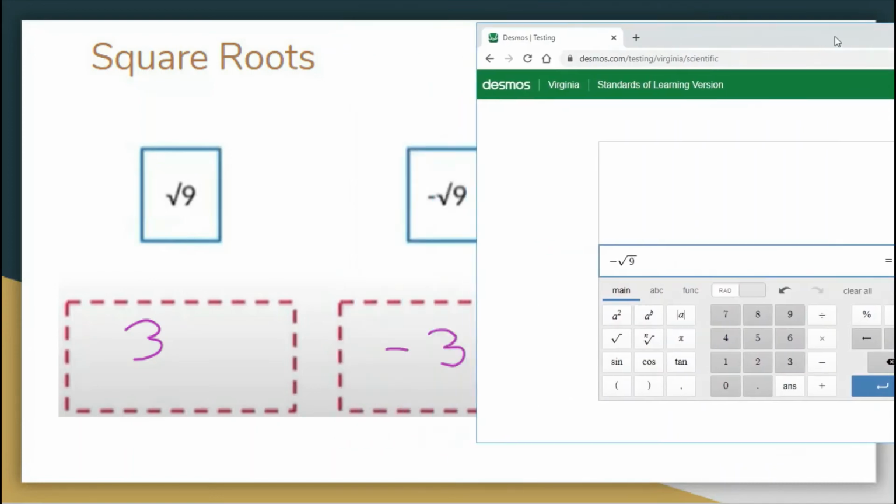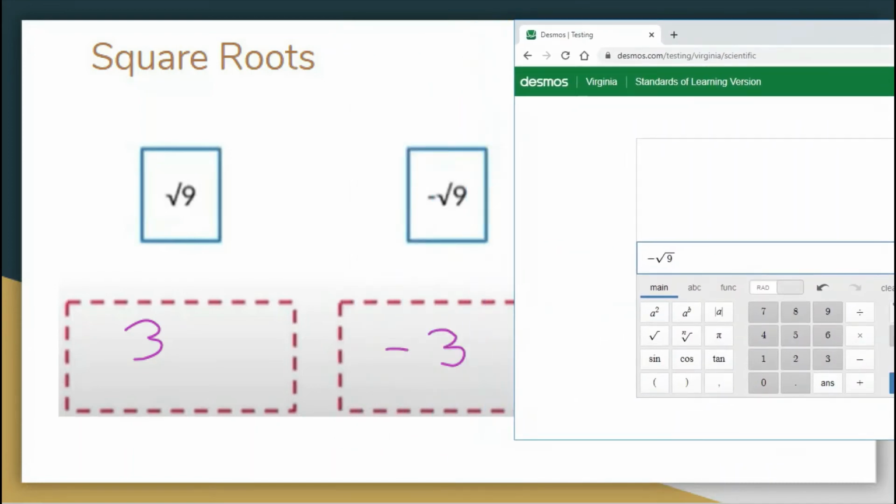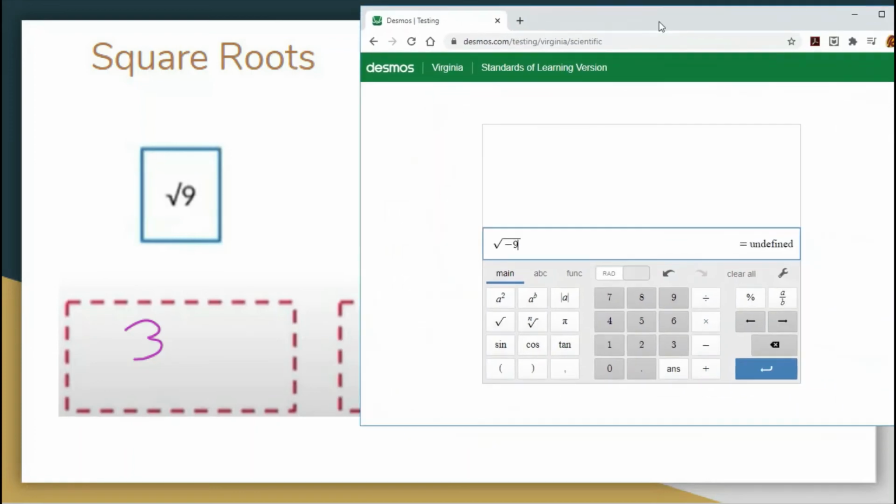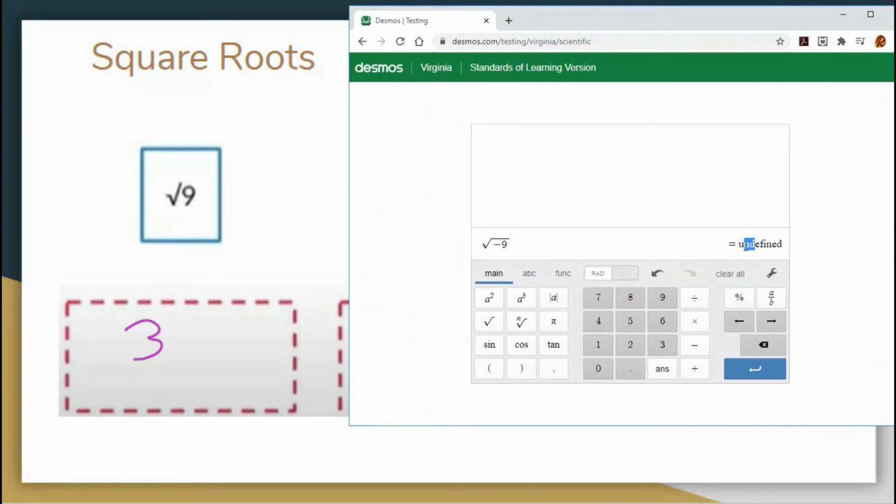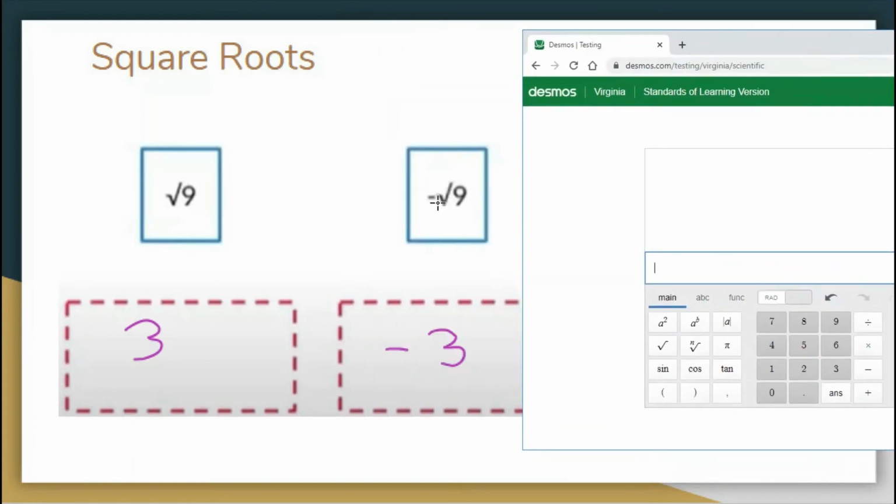What you don't want to do, and where some people make mistakes, is they put the square root sign and then the negative sign inside of it, and then put 9. If you do that, you'll get undefined, because you can't have a negative underneath the square root sign. Underneath the radical, you cannot have a negative. So whenever you see this, make sure you keep that negative on the outside of the radical sign, and you'll get the right answer.